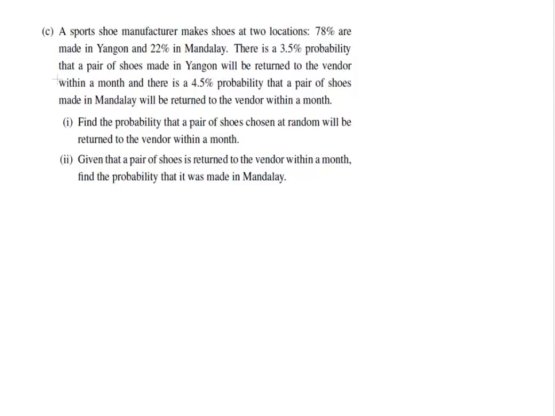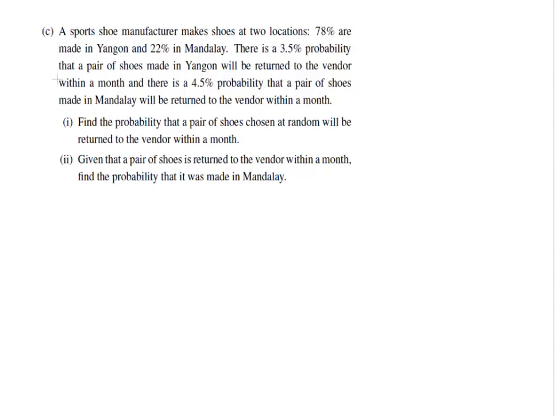So this is the third part of the probability question from Business Maths 1 2013 MA 4102. A sports shoe manufacturer makes shoes at two locations. 78% are made in Yangon and 22% are made in Mandalay. Just as a quick remark, those are the only two locations, and 78 plus 22%, that accounts for 100%. That's an important mark. So we've accounted for all of the locations.